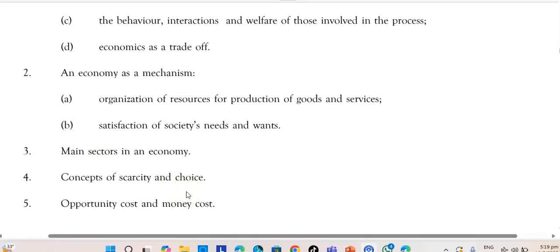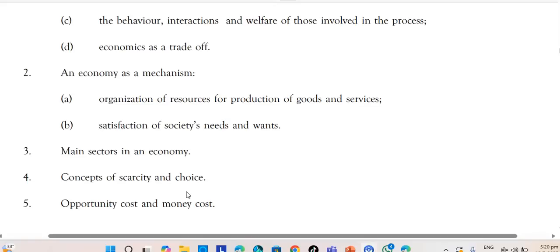Now, I'm going to give you a few seconds to define or to write in your notebook what the term scarcity and choice means. Are you finished? All right. Now, if this is your definition or if it's close to this, you are very correct. Now, scarcity means that resources, like what are the resources again? Land, labor, entrepreneurship, capital. Are they limited or unlimited?